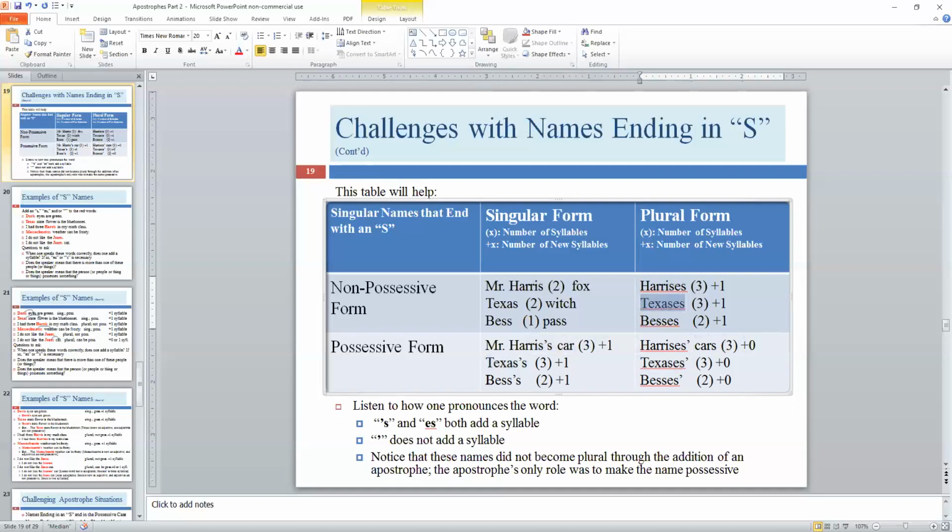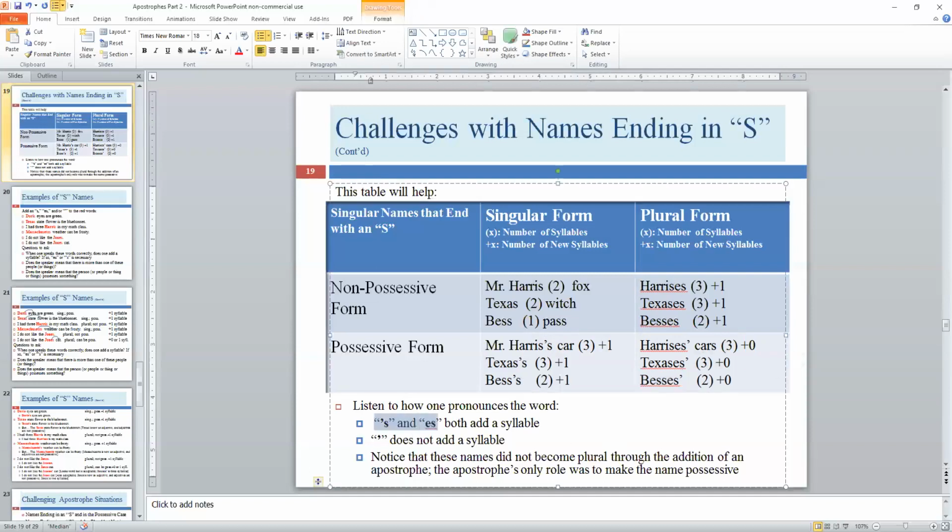Let's look at Bess's. Bess's sounds exactly like this, sounds exactly like this, sounds exactly like this. The apostrophe here tells us singular, possessive. This tells us plural, but not possessive because there is no apostrophe. And this tells us plural and possessive.